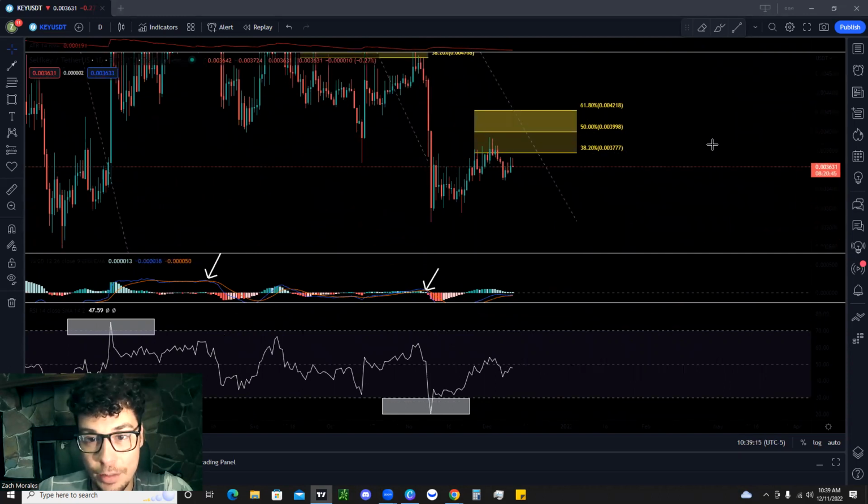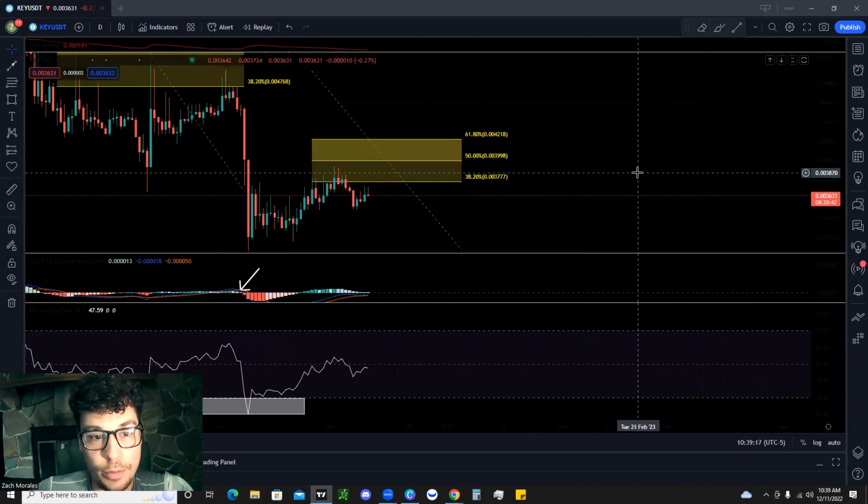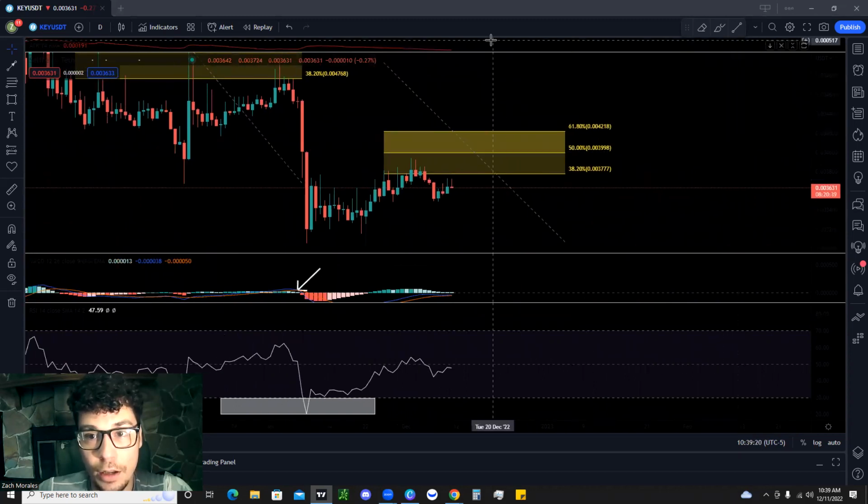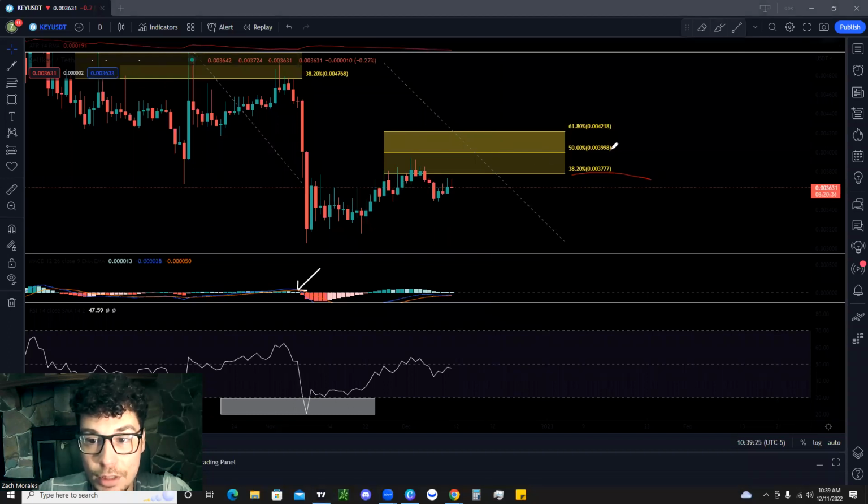Now, we really need to pay attention. Are we going to be able to break past our major retracement levels, right? So currently, the levels that we're looking at is 0.03777, 0.03998, and 0.04218. If we're able to break past these levels, right, then we have the chance of a possible reversal. But otherwise, we're going to be doing a downtrend with a healthy retracement to continue the downtrend. Okay. So, that's the main things we have to look for, right?